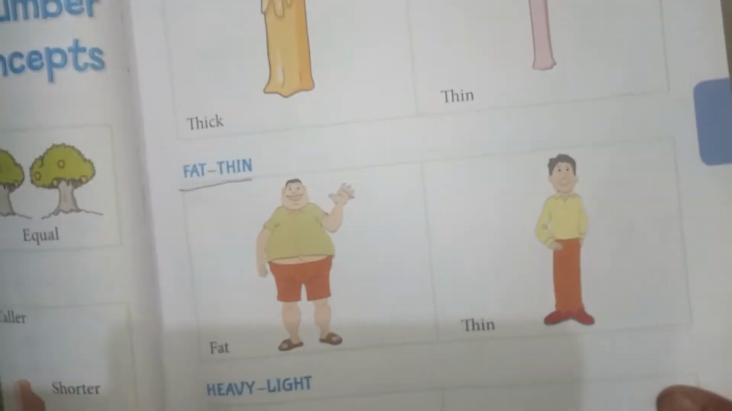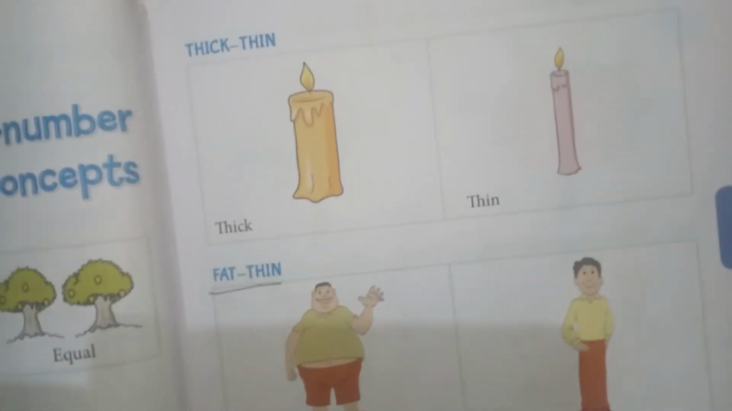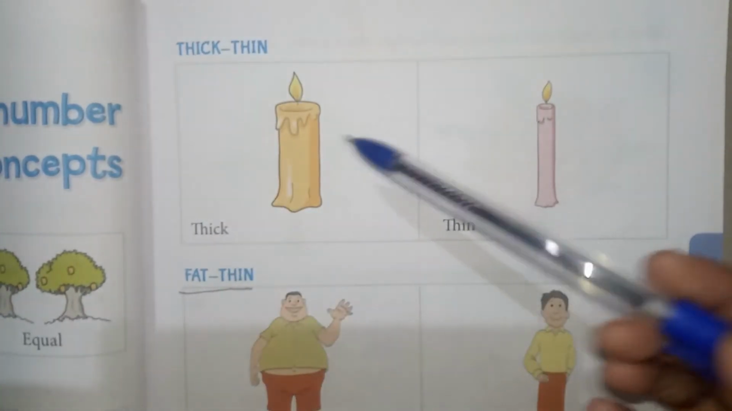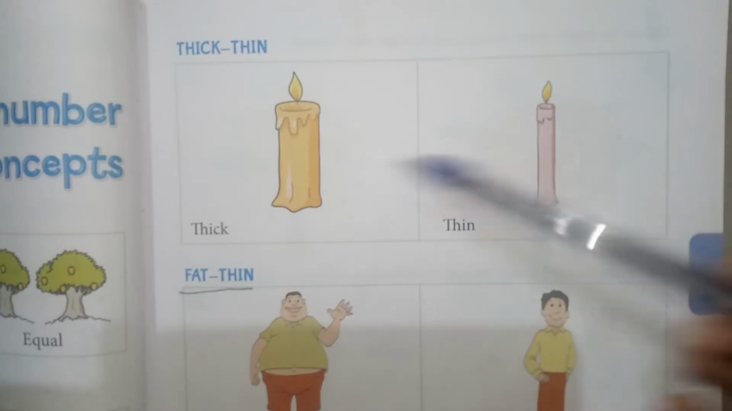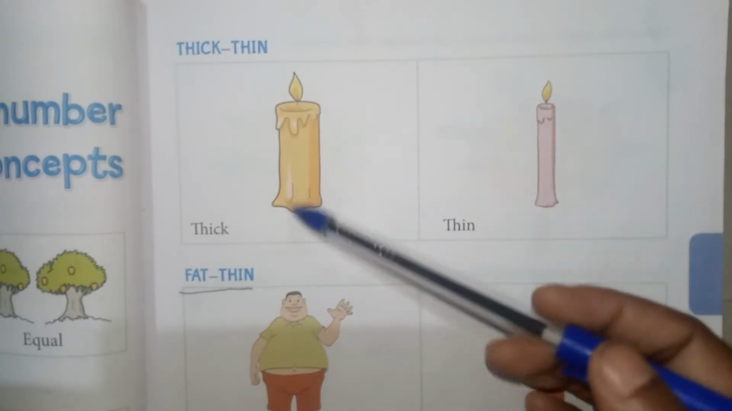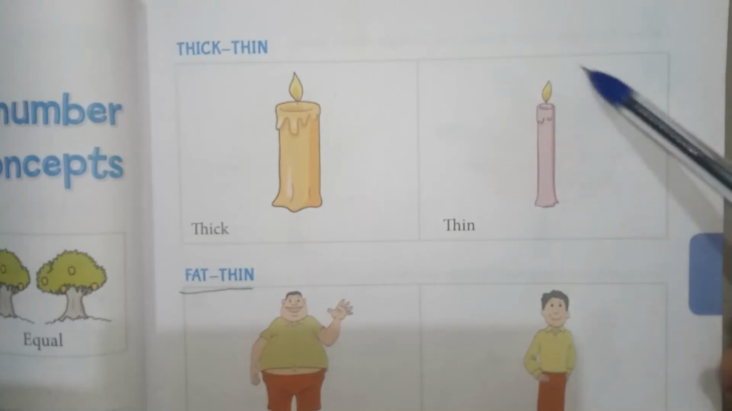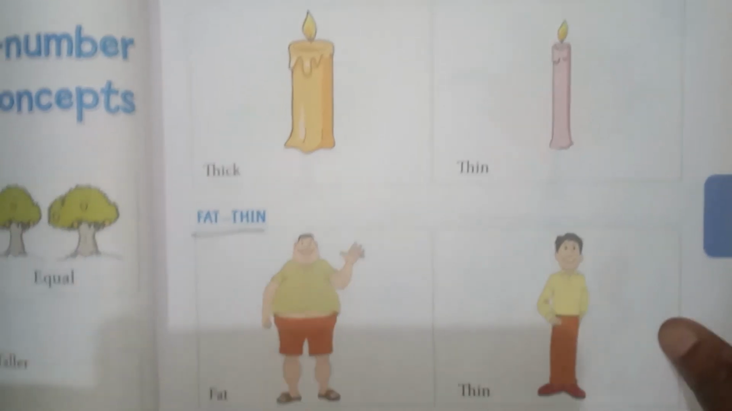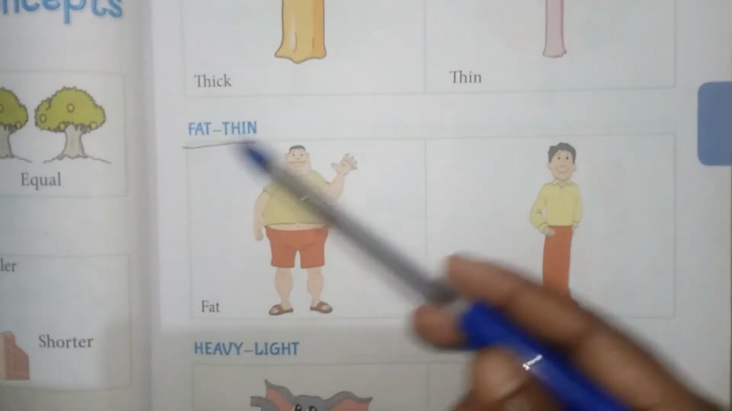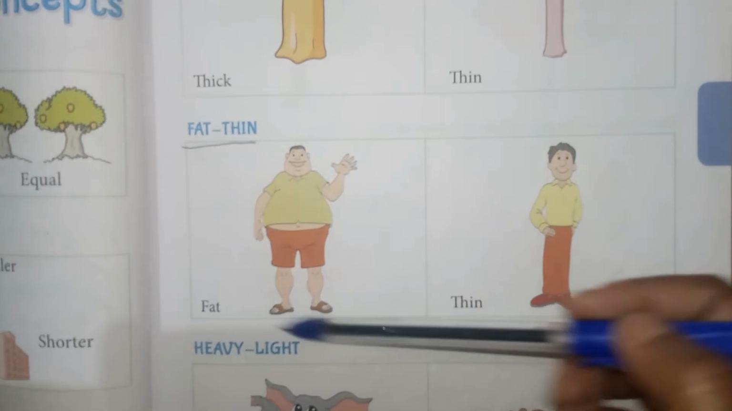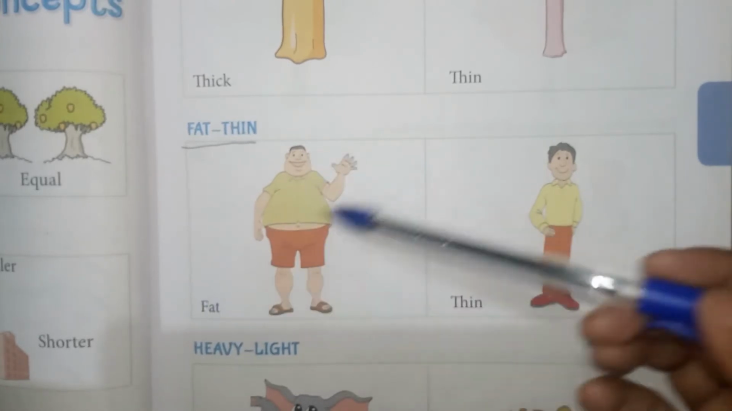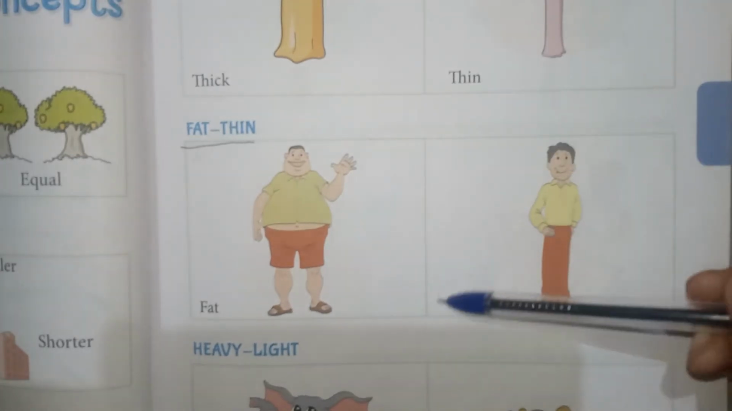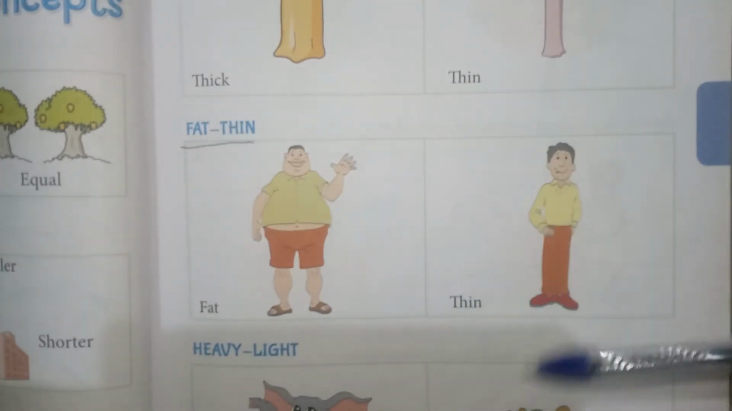Now next is thick and thin. Yes, these are candles. Two candles are there. This candle is a thick candle and this candle is a thin candle. Understood? Thick, thin. Now next, fat, thin. This man is a fat man. F-A-T, fat. This man is a thin man.